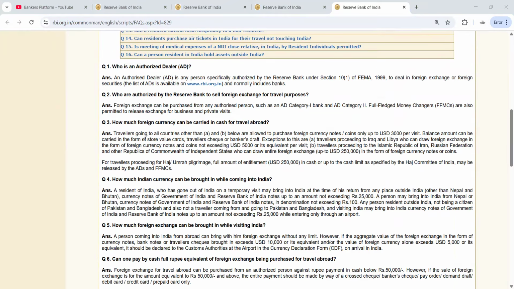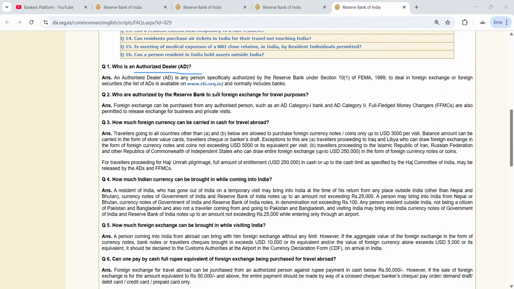So the first FAQ that you can see is authorized dealer. An authorized dealer is any person specified by the Reserve Bank under Section 10(1) of FEMA 1999 to deal in foreign exchange or securities. And normally this includes banks. So in this, normally banks will be there who are authorized dealers. So banks are the authorized dealers.